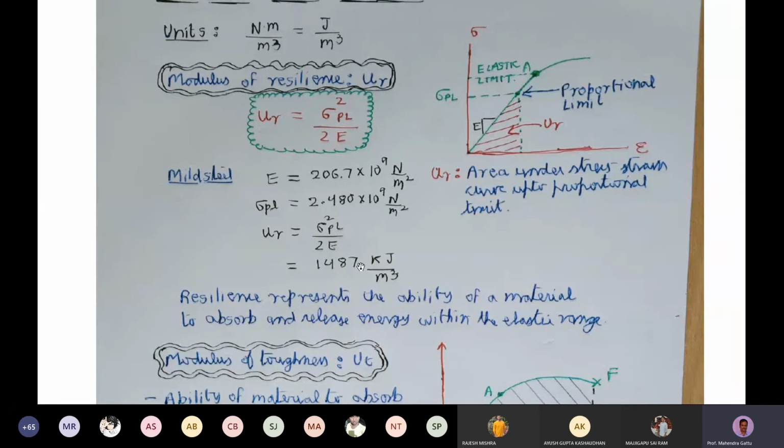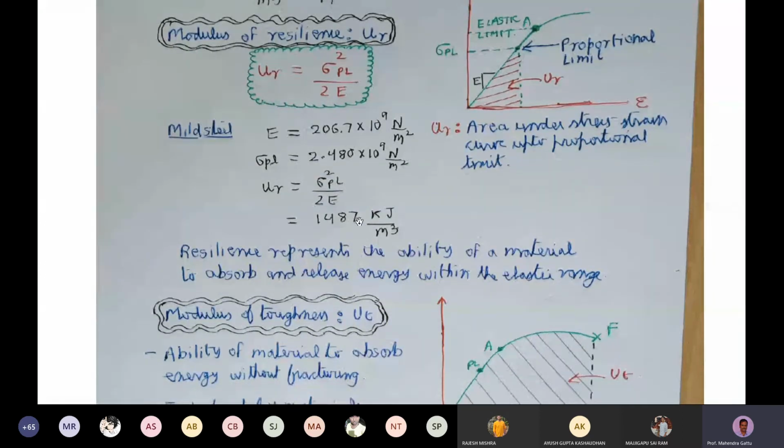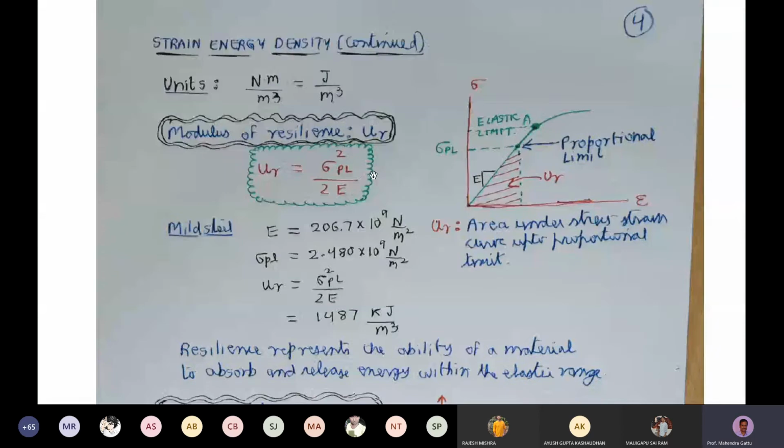So what does this mean? Resilience represents the ability of a material to absorb and release energy within the elastic range. Suppose you are having a barrier made of mild steel. I don't know whether you have seen bollards. Bollards are fixed on the road, and they prevent vehicles from crossing beyond the boundary where they are put.